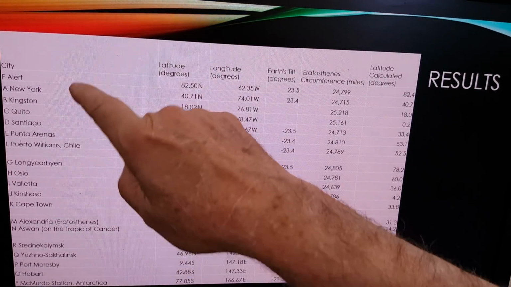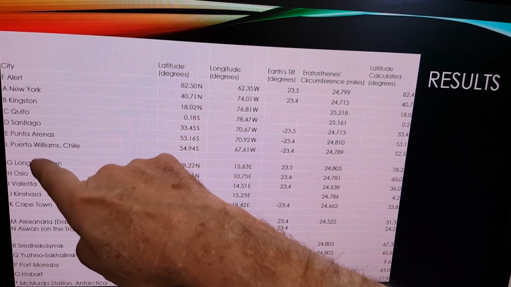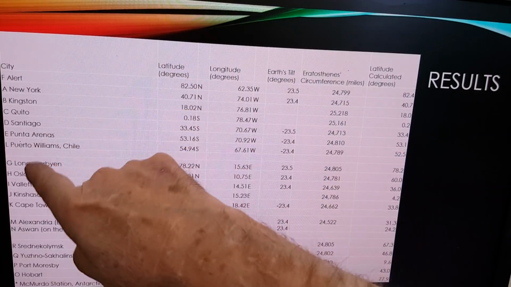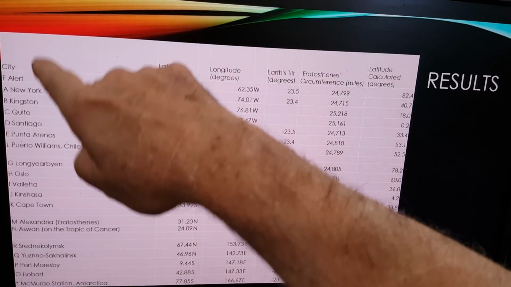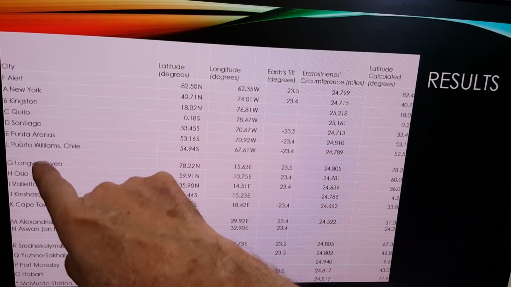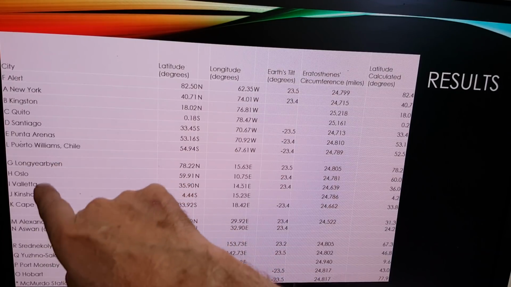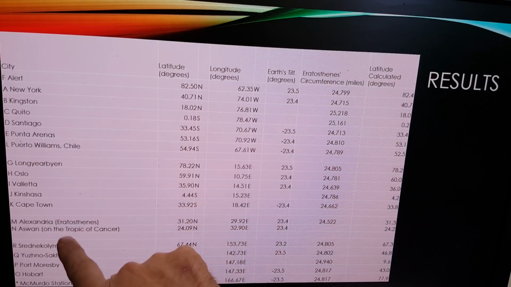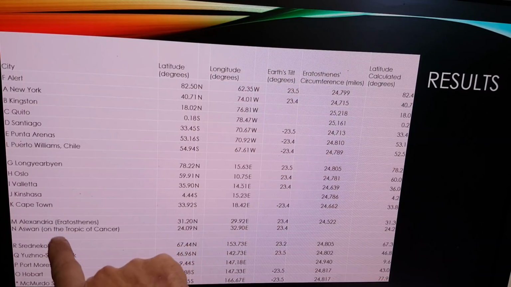You can see here, this is my North America, South America cities. This is my Europe and Africa cities. I added, you remember I added in Eratosthenes, 2 cities. And then lastly is the Asia, Australia cities with the McMurdo station added for Antarctica.